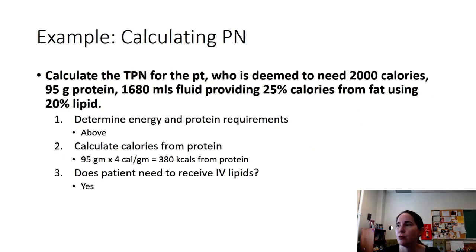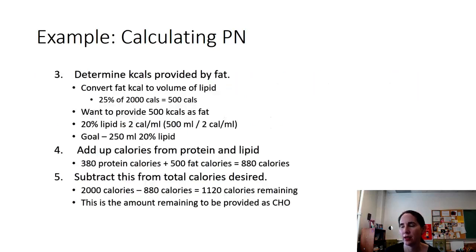So in this example, we have a TPN for a patient, and we've determined they need 2,000 calories, 95 grams of protein, 1,680 mLs of fluid, and we want to get 25% of calories from fat using 20% lipid. So we've done the first steps, determining energy and protein. We've decided, yes, this person's going to be on TPN maybe longer than 7 days, and so they're going to need IV lipids.